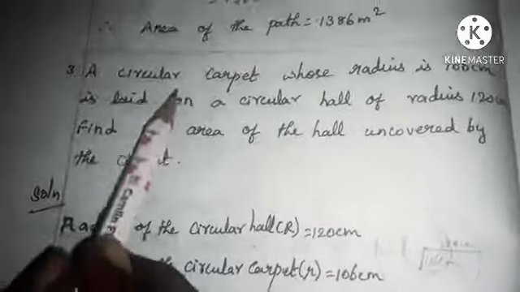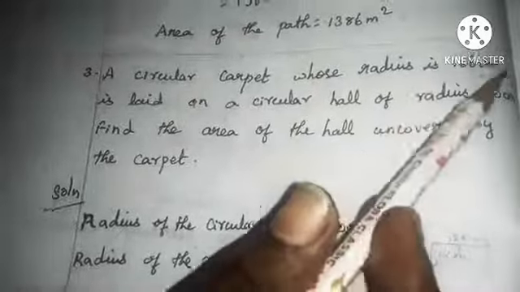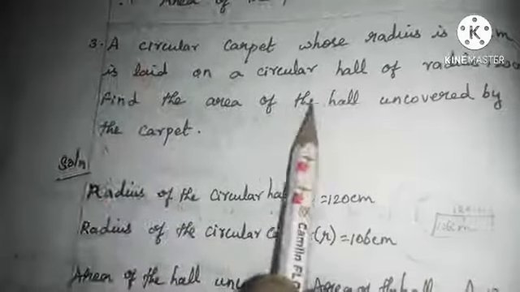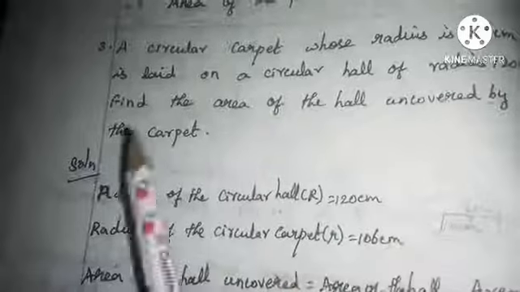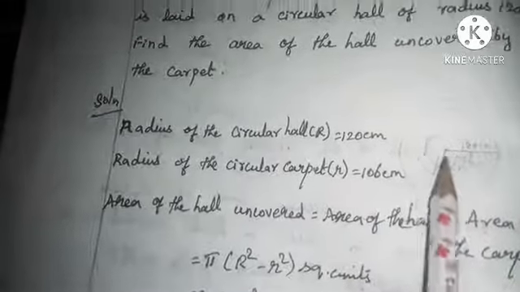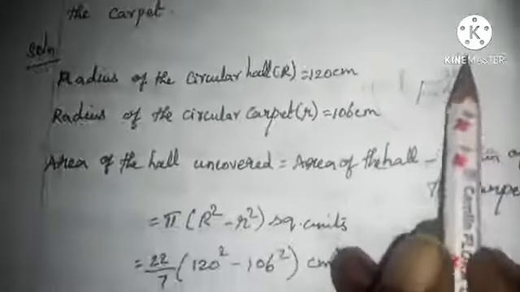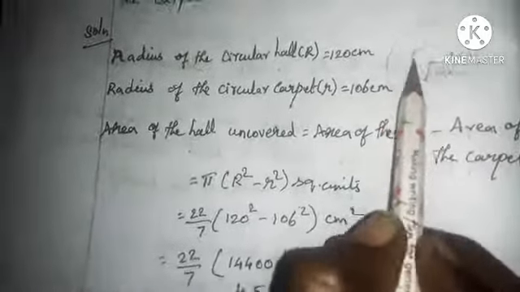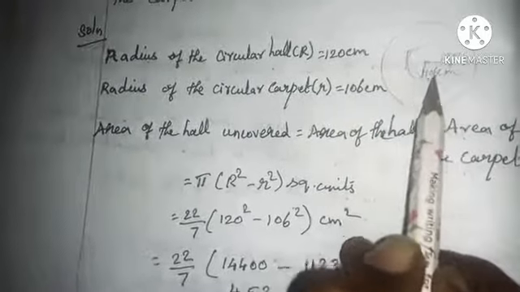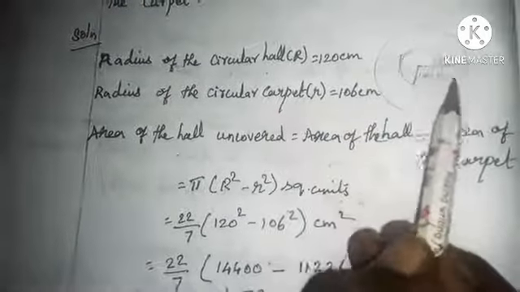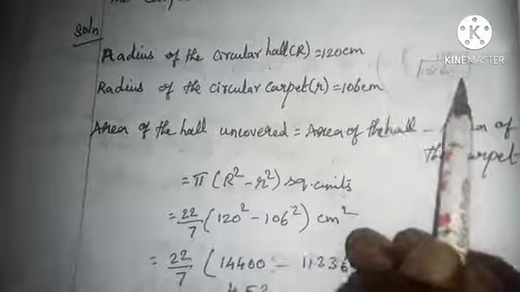Third sum: a circular carpet whose radius is 106 cm is laid on a circular hall of radius 120 cm. Find the area of the hall uncovered by the carpet. This is the circular hall of radius 120 centimeter. In this hall, there is a circular carpet. This is the carpet with the radius of 106 centimeter.